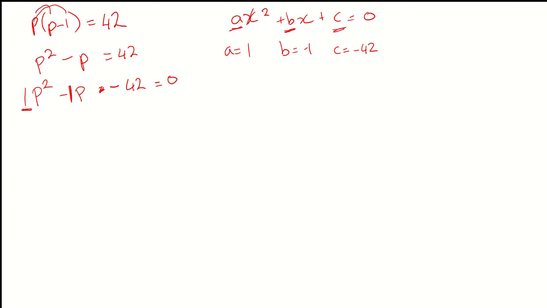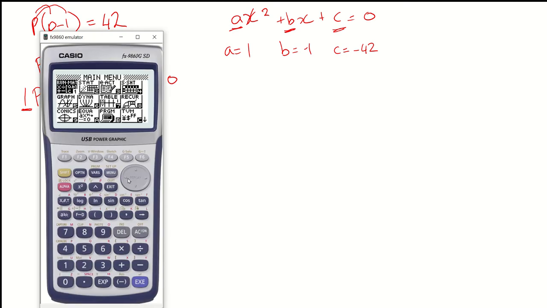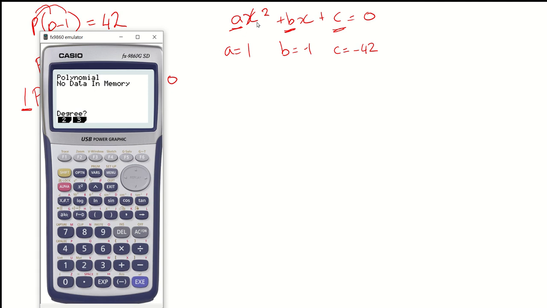So now I'm going to go to my calculator, and in my menu I've got an equation option there. I'm going to go down to equation, and what I want is a polynomial. This is ax squared, so I want to solve polynomial, so F2. The highest power, or the degree, in this case is 2. So I'm going to say degree 2. And now here's that ax squared plus bx plus c equals 0. So I'm going to put in these values: a is 1, b is negative 1, and c is negative 42. And I'm going to say go and solve that.